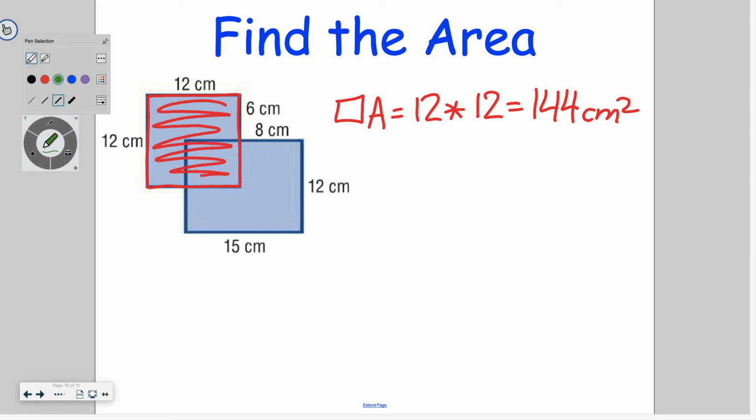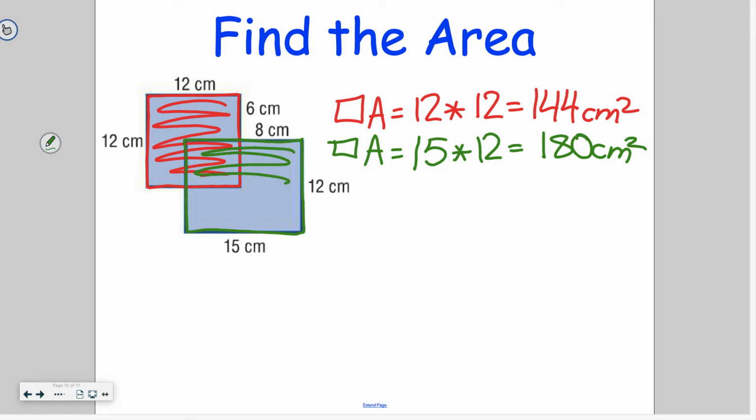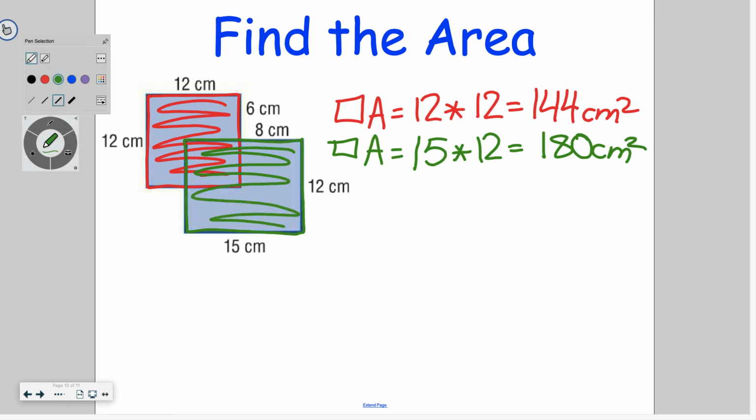Then I would have my second shape, which once again, I can find the area of that using base times height, which is 15 times 12, which is going to give me 180 centimeters squared. But then notice that that means that this chunk right here, this blue part, has been counted twice. It's been counted as part of the green shape and as part of the red shape.